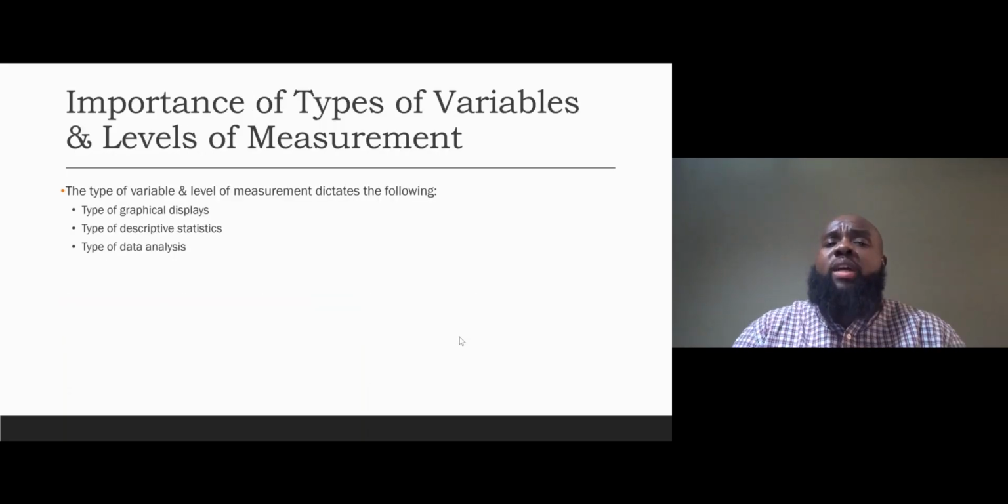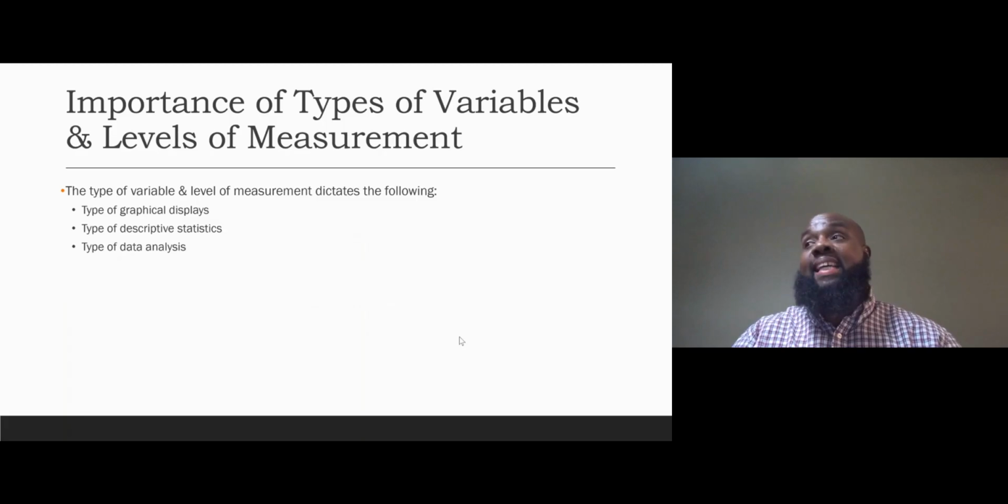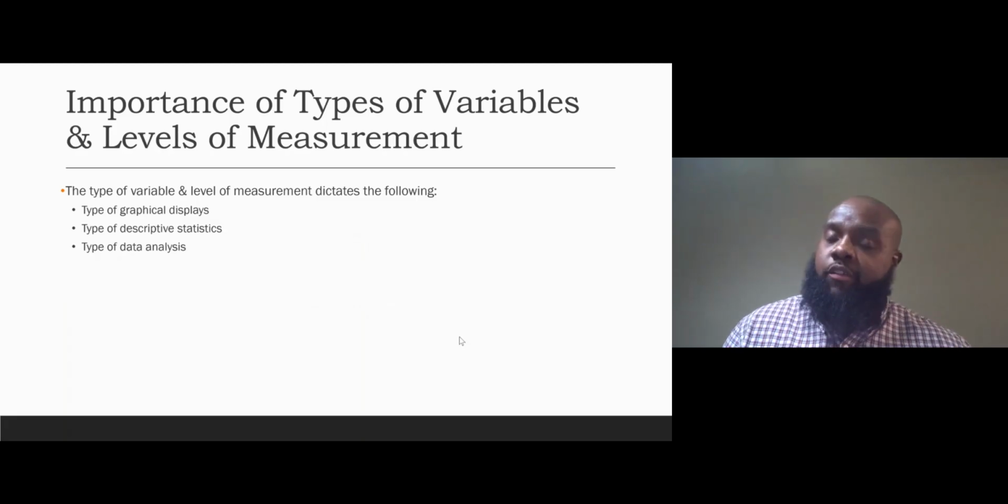The reason why we want to go over the types of variables and these levels of measurement is because the type of variable and the level of measurement really dictates the type of graph that we're going to make of our data. So we always want to present a description of our data, right? One way to do that, especially with quantitative data, is to create graphical displays. We can do that for quantitative variables as well. It's also going to dictate the type of descriptive statistics we're going to use.